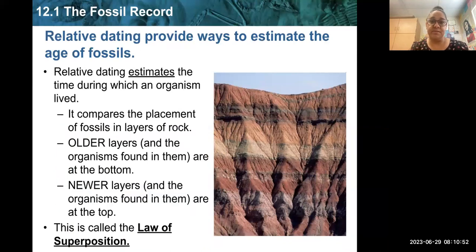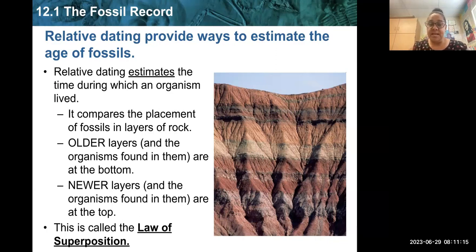Relative dating provides ways to estimate the age of fossils. Estimate is the key word there, and relative just means one thing is relative to another. So if you drive through the Grand Canyon, or even if you just drive to Arizona or Utah, you'll see these big, huge rocks with layers in them. Scientists study those layers a lot.